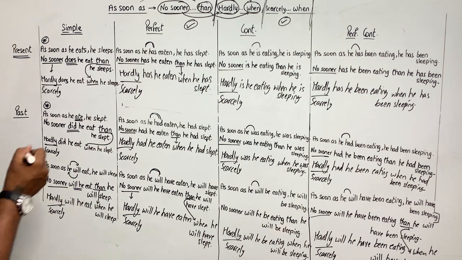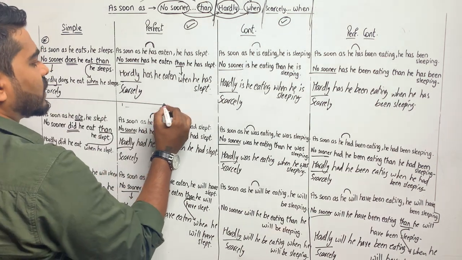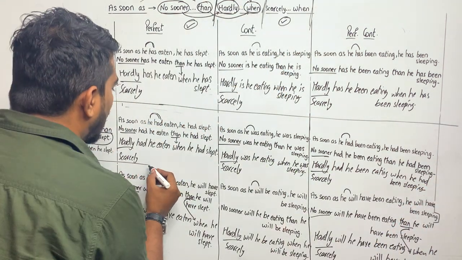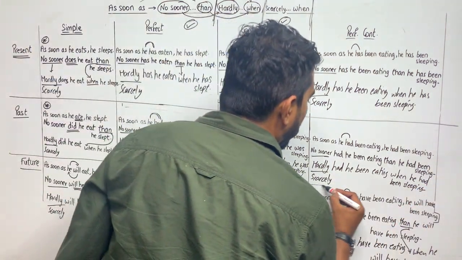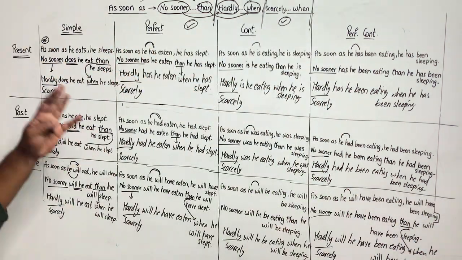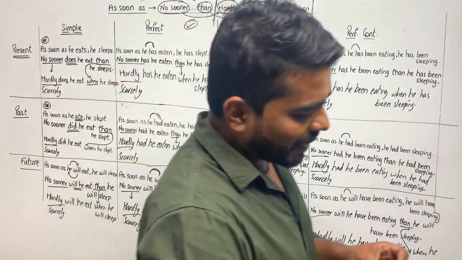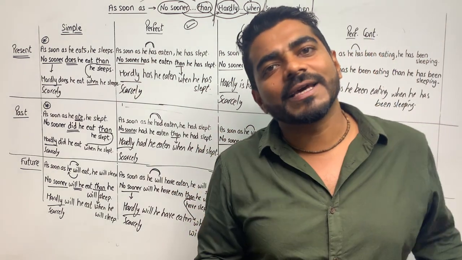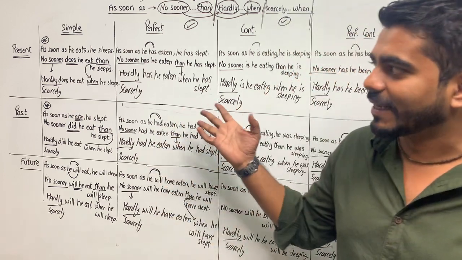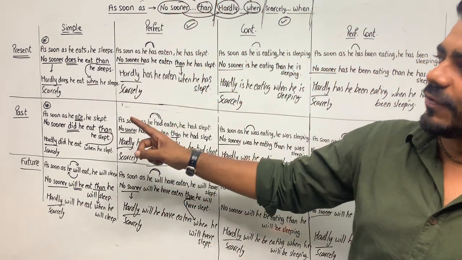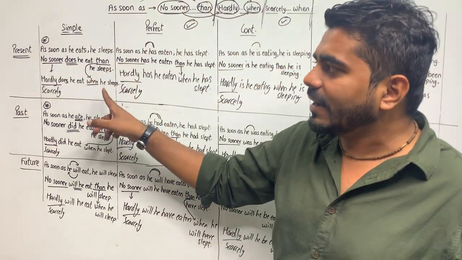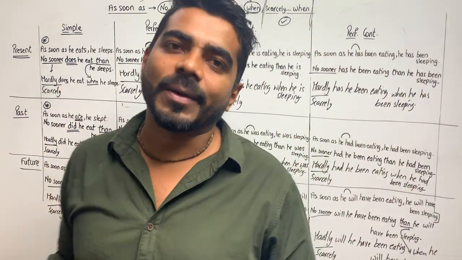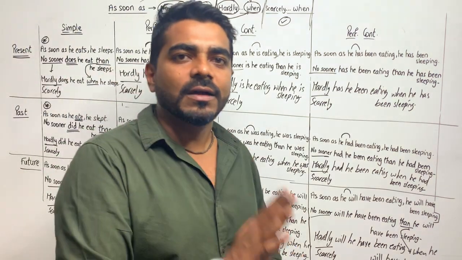Now, the sentence framings are the same, the pattern is the same, the rules are the same. The only difference is hardly becomes scarcely. As you can see, there is a lot written on the board today. As compared to other days, the board is almost full. The topic is extremely easy. The only difference is no sooner has than, and hardly and scarcely have when. Other than that, the sentence framing and the transformation is pretty much the same.